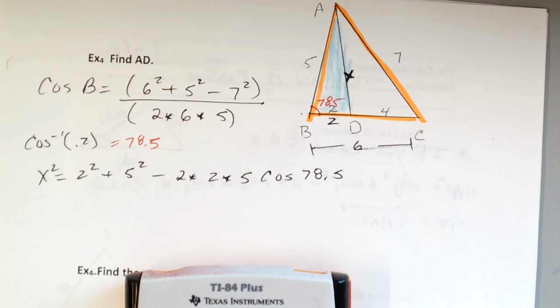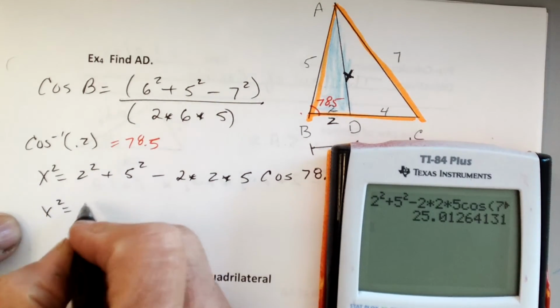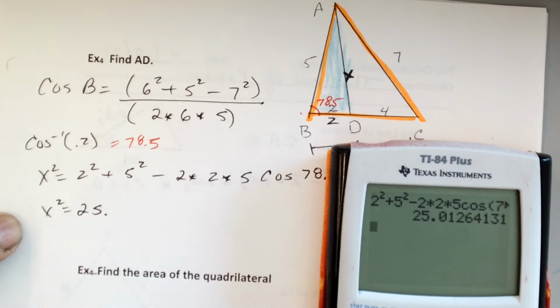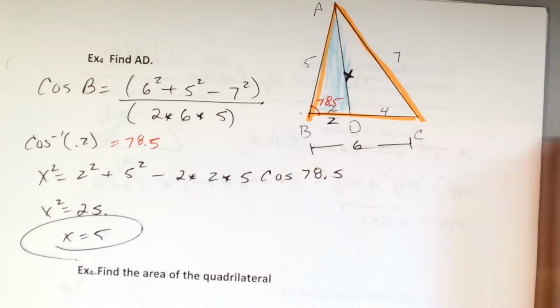So then I'm going to go, okay, we'll go 2 squared plus 5 squared minus 2 times 2 times 5 times the cosine of 78.5, okay? And then I'm going to take the square root of that, because it's x squared, right? So I get x squared equals my 25. Take the square root of that, it's probably about 5, right? So it means AD should have been about 5.